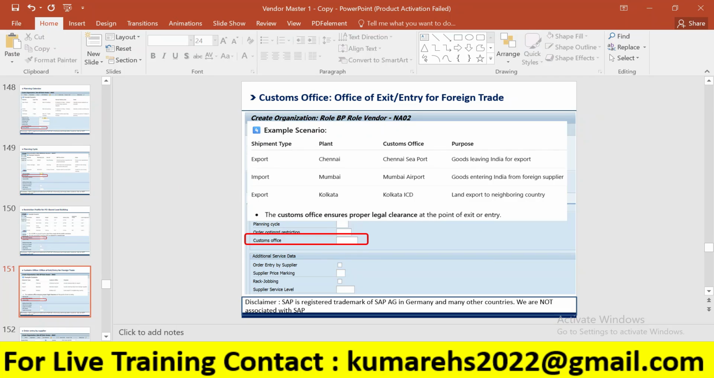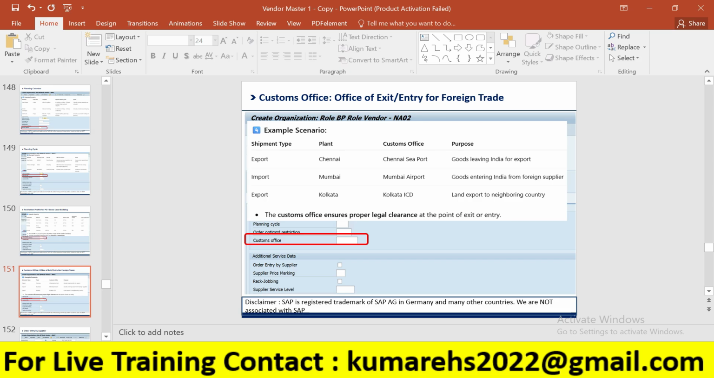Stage number 2, document generation. SAP uses the customs office information to populate export declarations, intrastat reports, export invoices, shipment documents. Stage number 3, integration with SAP GTS for automated customs filing, with LE logistics executions, TRA for shipment tracking and compliance. So these are the 2 integrations.